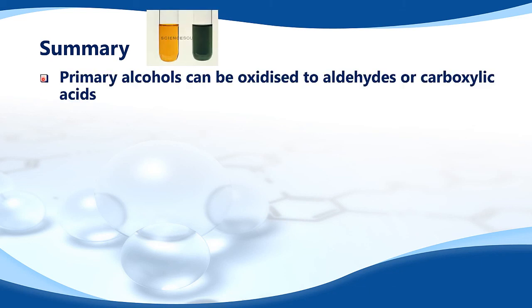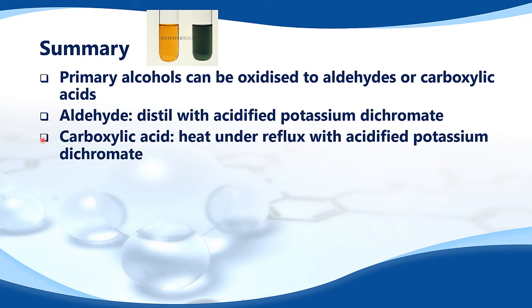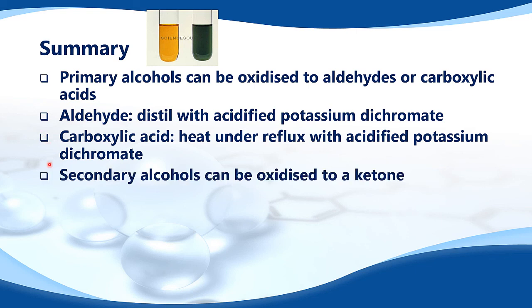Primary alcohols can be oxidized to aldehydes or carboxylic acids. For the aldehyde, distill with acidified potassium dichromate. For the carboxylic acid, heat under reflux with acidified potassium dichromate.